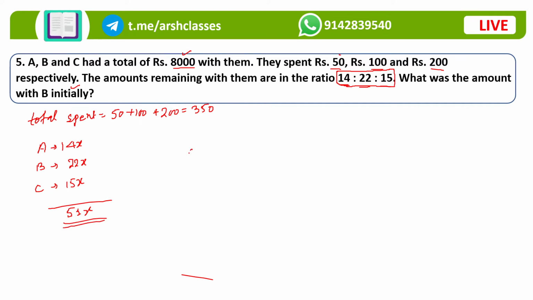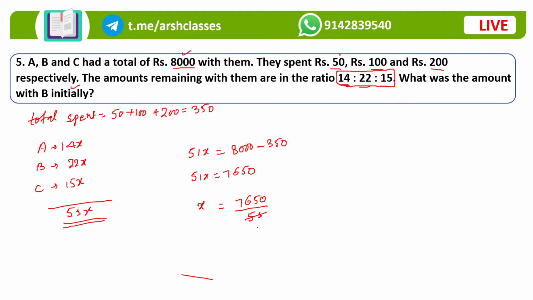Now this will be equal to how much guys? So this 51 times X will be equal to 8,000 minus 350, because this is not the total amount, right? The 51X is after spending this 350. So we can say that 51 times X is nothing but 7,650. Now we need to get the value of X. What will be the value of X? So this is 7650 upon 51. Either you can cancel this using 3 and then 17, or first 17 and then 3, it's up to you, or directly with 51 also.